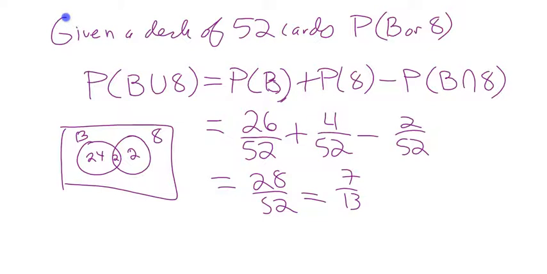So you don't need to use the formula, right? You can use a Venn diagram. How many of these are there that belong to both sets? Leaving how many in this set? Leaving how many in this set? Count them each once, right? Union, just go 24 plus 2 plus 2 is 28 out of total, 52 cards, is 28 out of 52, right?